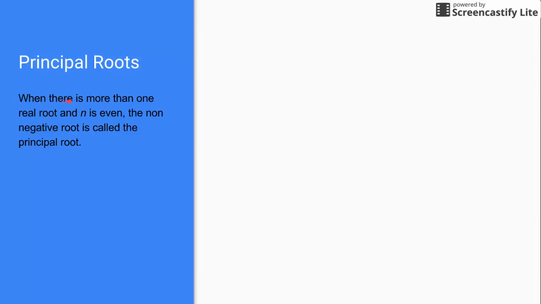Principal roots. When there is more than one real root and n is even, the non-negative root is called the principal root.